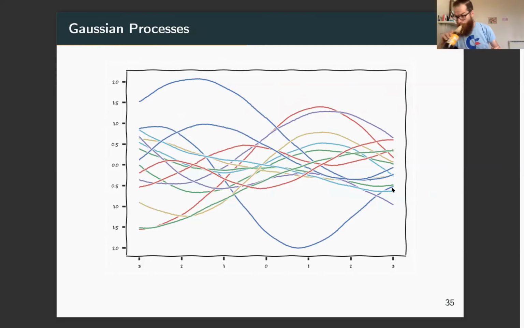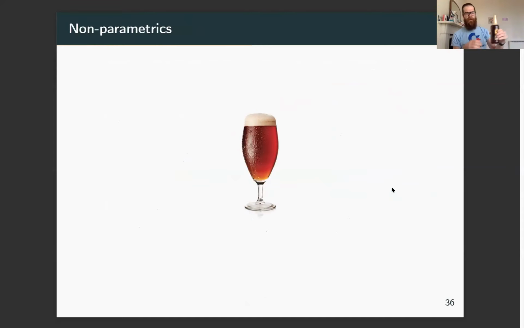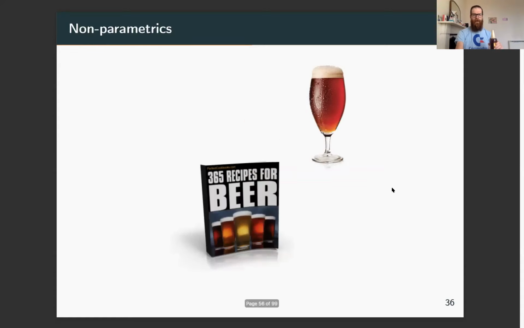And actually, come to think of it, beer is an excellent continuation of this explanation. So, if I should explain to you how this beer tastes, I can either give you a parametric explanation of beer, which would be, I would give you a recipe, right? I would tell you exactly how much malt, what kind of barley, what kind of hops, and so forth.